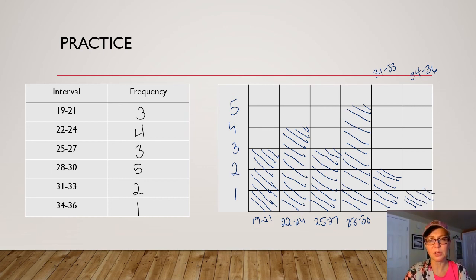Now, when you look at a histogram, you can see that more people finished in the 28 to 30 class than in any other class. You can see that there's only one person in the last class, so it kind of gives you a little idea of the shape and the trends of the data. So this is how we create a histogram.